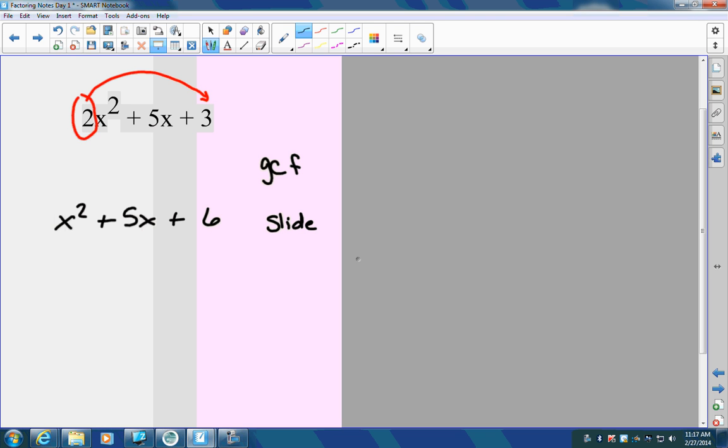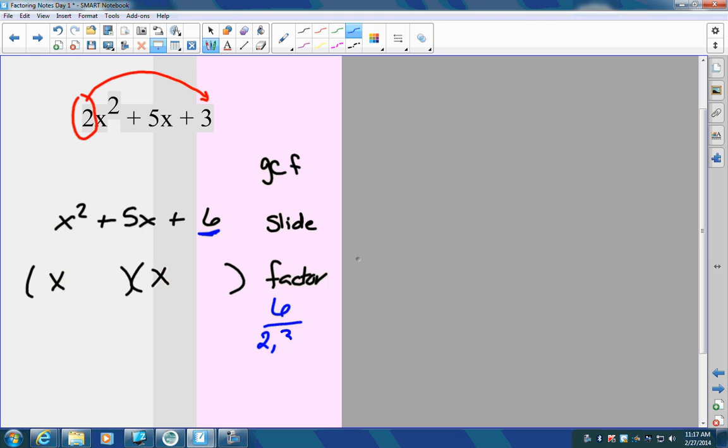Okay, so now I need to factor. All right, so when I go to factor, I'm going to split this up. Remember, my x squared splits up how? X and x. Now, you need the factors of this last number. So the factors of 6. What multiplies together to give you 6?